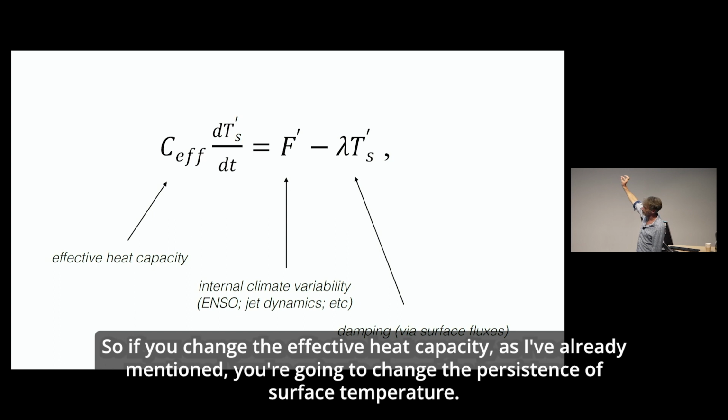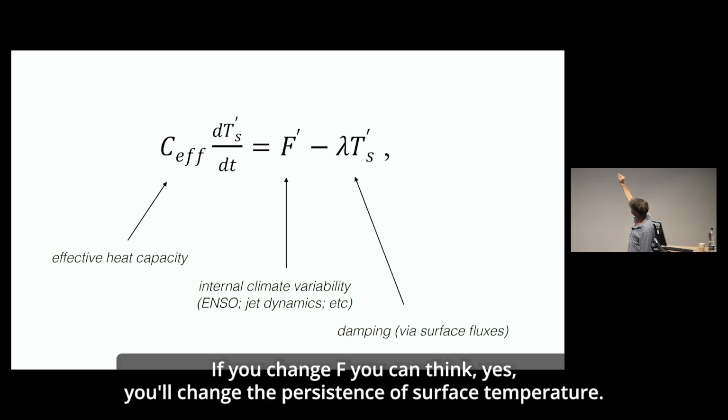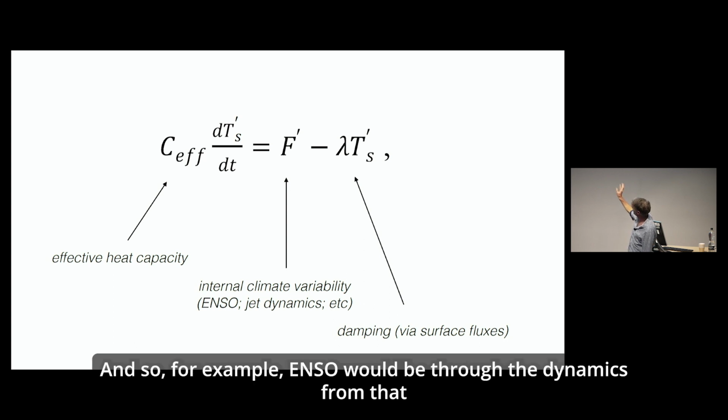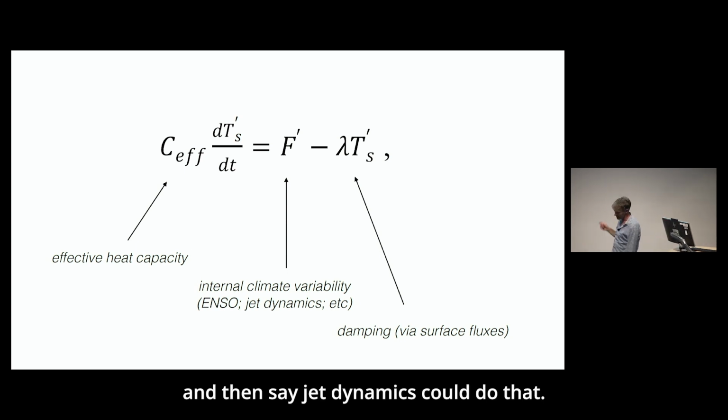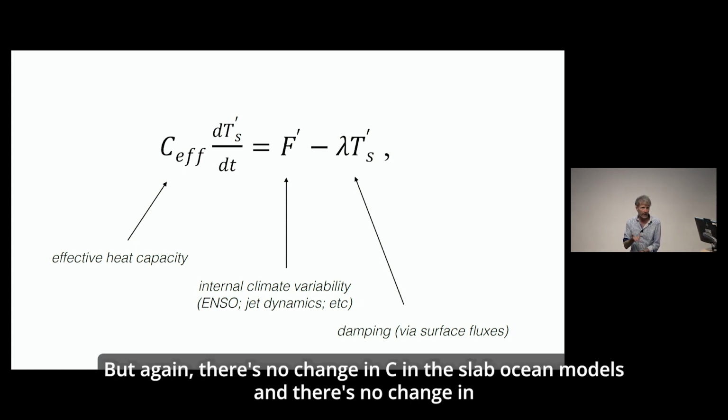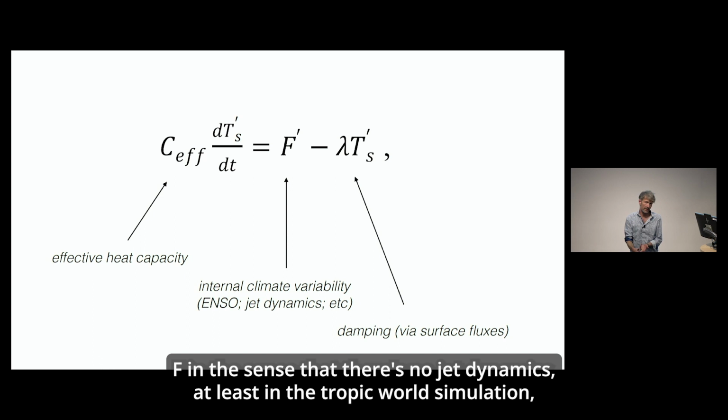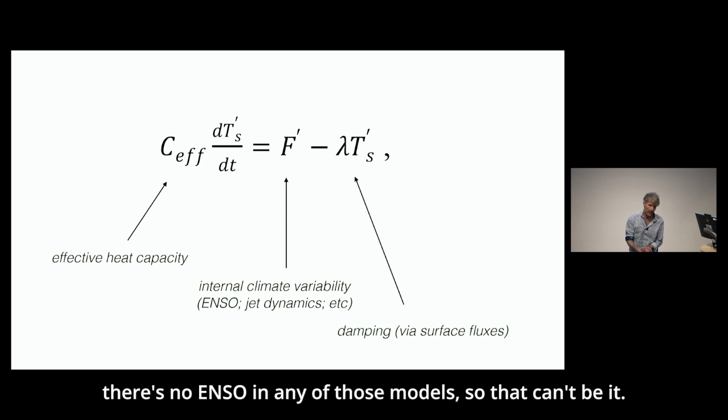If you change the effective heat capacity, as I've already mentioned, you're going to change the persistence of surface temperature. If you change F, you'll also change the persistence of surface temperature. For example, ENSO dynamics could do that, and jet dynamics could do that. But there's no change in C in the slab ocean models, and there's no change in F, in the sense that there's no jet dynamics, at least in the tropic world simulation. There's no ENSO in any of those models, so that can't be it.